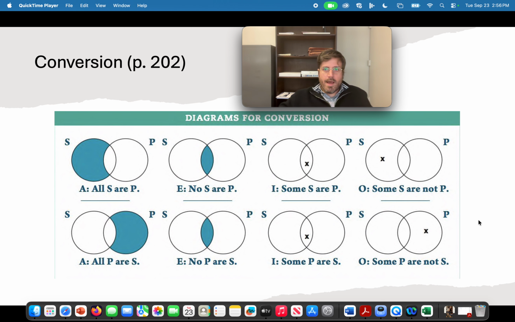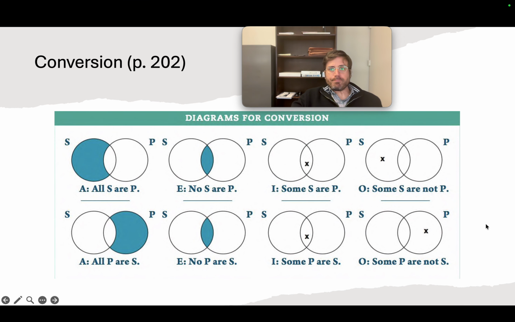All right. I encourage you to draw out the diagram for a conversion a couple of times so that you can become familiar with the placement of these terms, to become familiar with the difference between universals, where we need shading, and particulars, where we need X's to designate the member of at least one group. Okay?